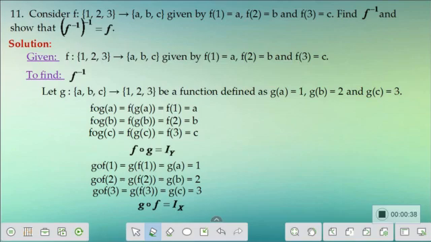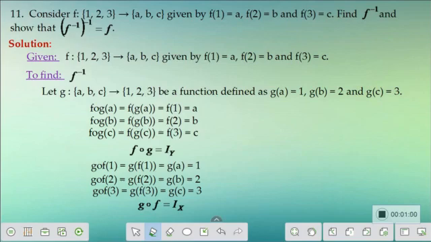Now, as usual, let's start writing what is given to us. We are given a function f which maps from the set containing elements 1, 2, 3 to the set containing elements a, b, c, and the function is defined in such a way that f of 1 takes a value a, f of 2 takes a value b, whereas f of 3 takes a value c.